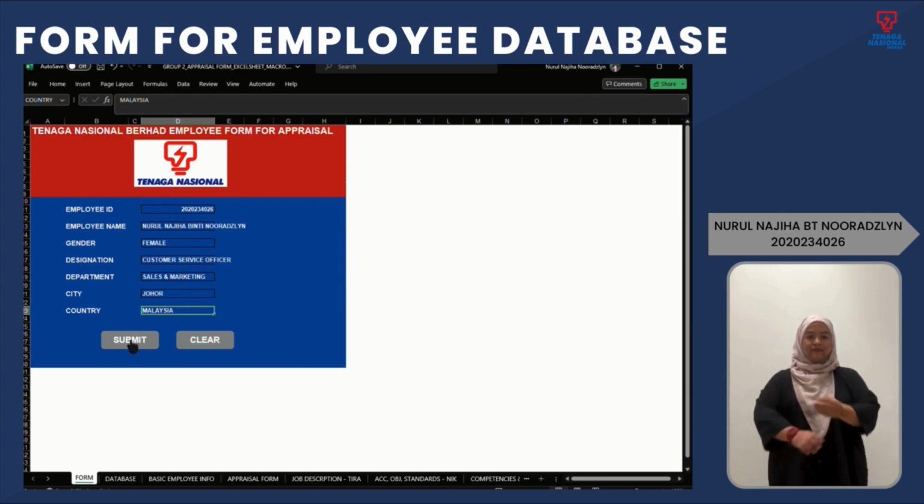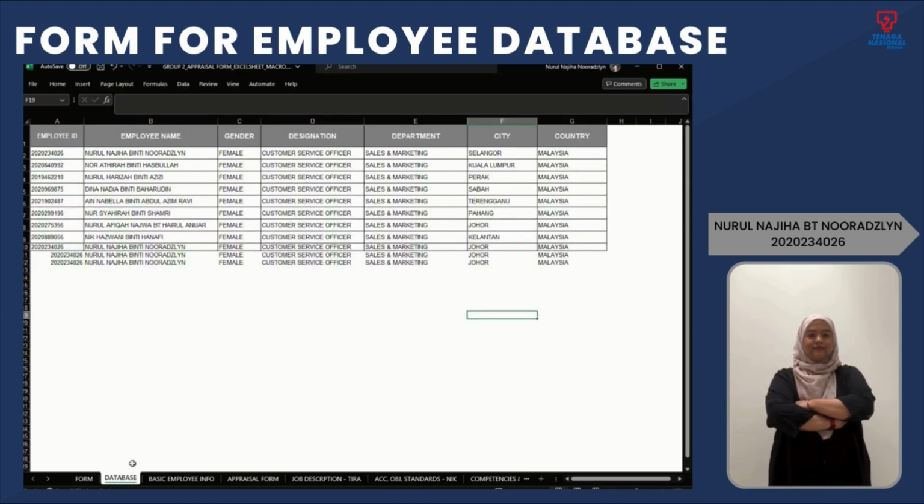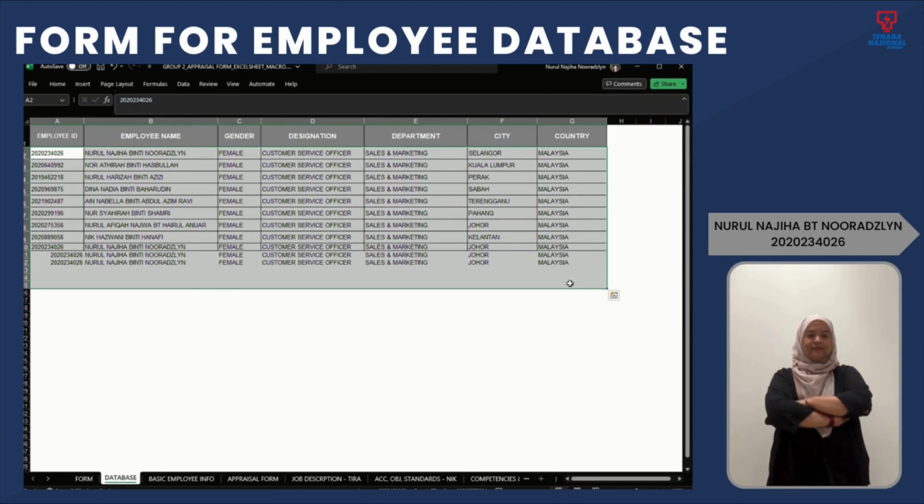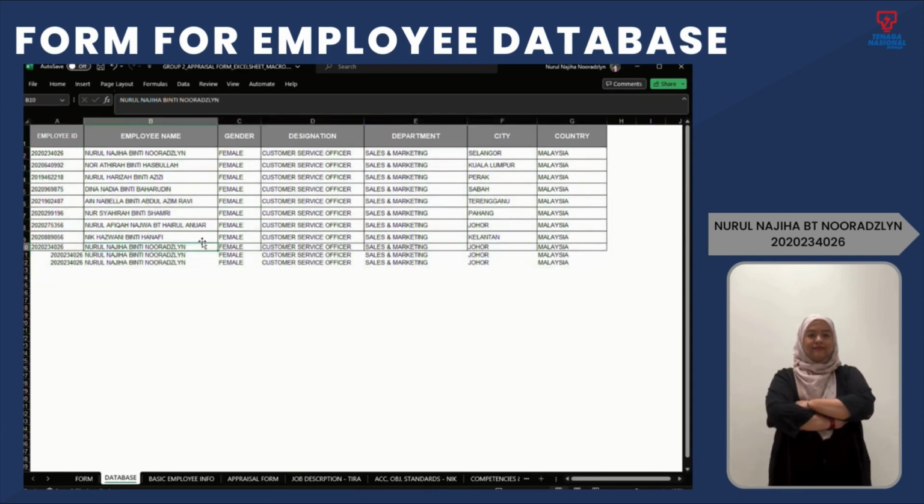Then we go to the database sheet. We get what they have done in the form data. We can see the employees who have just filled in the form. All the data of the employee is stated here.